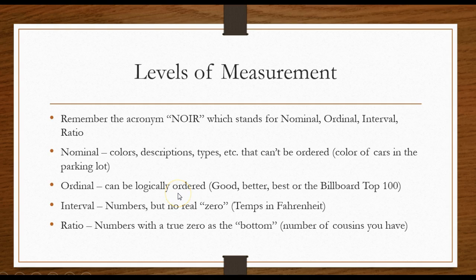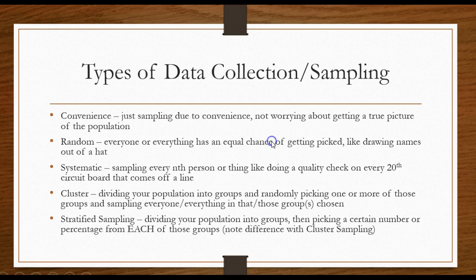Ratio has a true zero. Zero is the bottom. In other words, how many cousins do you have? You cannot have -3. How many cars are in the driveway? From 0 to whatever. How many sandwiches did you eat today? Well, you couldn't have eaten -7 sandwiches.